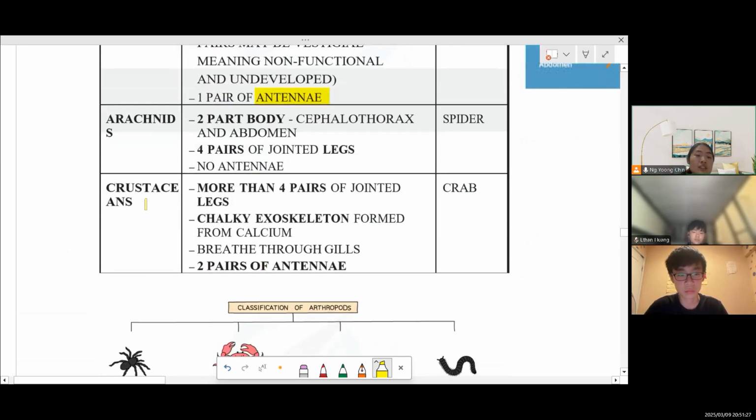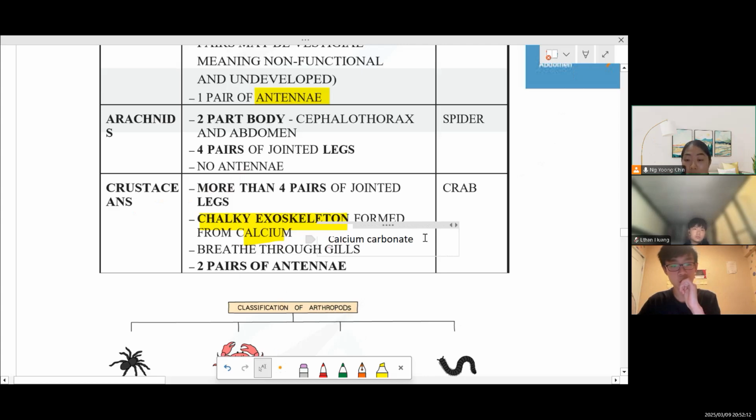And how about crustaceans? Do you like to eat prawn? Do you like to eat crabs or prawns? They are under crustacean. Crustaceans usually refer to seafood. When you talk about seafood, you must remember that mostly they belong to the crustacean. The characteristic is they have a very hard shell, right? So they have chalky exoskeletons. They form the calcium. Their hard exoskeletons are made of calcium carbonate.